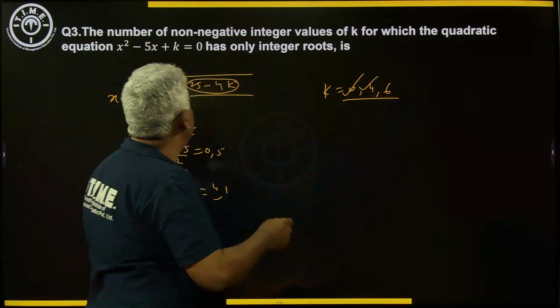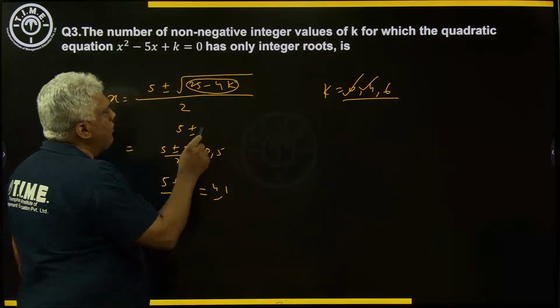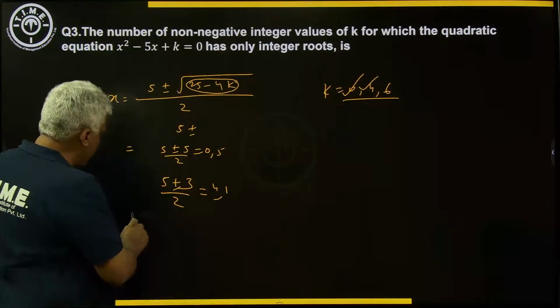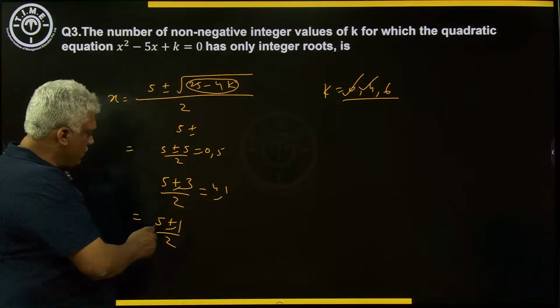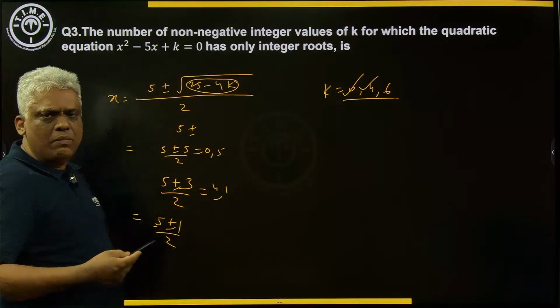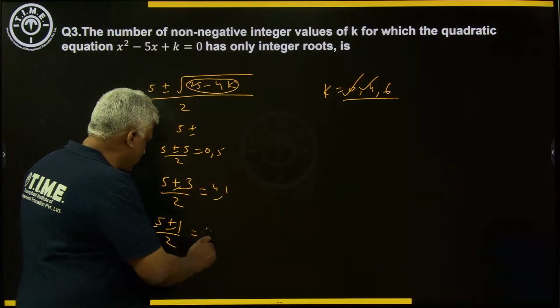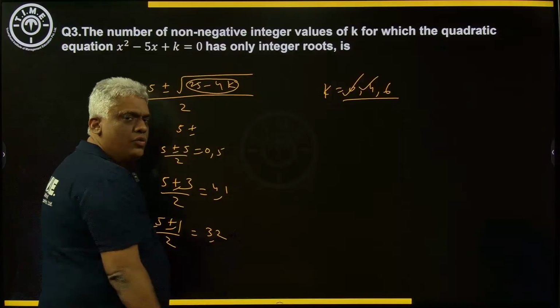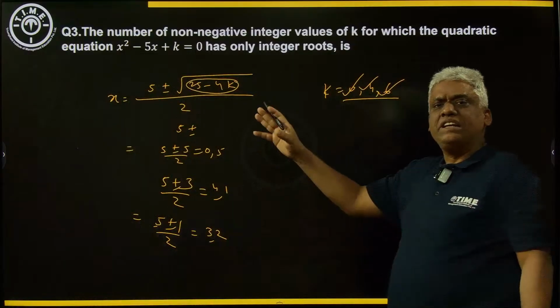For k equal to 6, if you put 6, it is 25 minus 24, 1, root 1 is 1. So it will be 5 plus minus 1 by 2. Again, you see, both these numbers are odd, so the sum and difference both will be even. So it will be divisible by 2, and it will be 3 and 2, 4 by 2, 2, right? So it will be an integer, right? Okay, so for all these three values, we are getting integer roots, right?